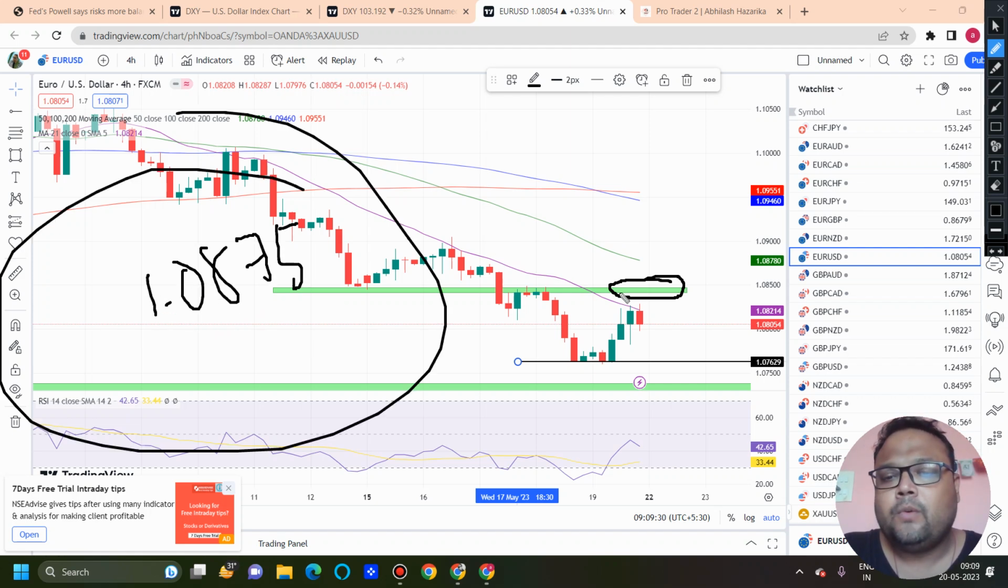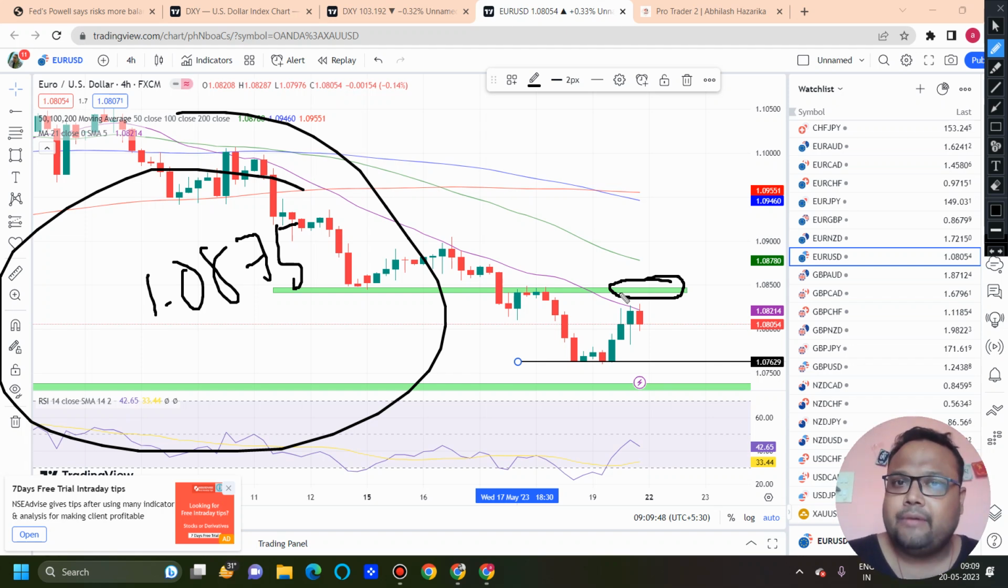Around this level, once market will hit the 50 moving average, switch to the 1 hour time frame and just see how the market is doing. If you see the market is showing price rejection from above, showing shooting star kind of a pattern, bearish engulfing pattern, you'll get a confirmation that okay, sellers are present and you can look for a sell.